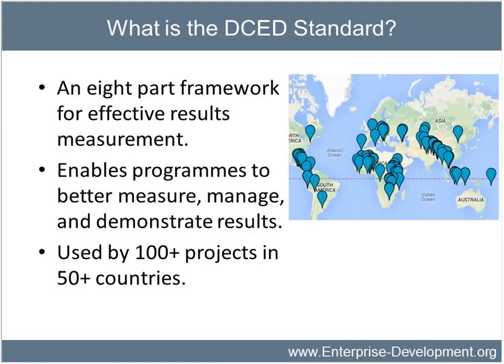So what is the DCED Standard? The DCED Standard is an 8-part framework for effective results measurement. It enables programs to better measure the results they're getting, to manage their programs in order to improve these results, and demonstrate these results to external parties, to donors, whoever they're interested in.